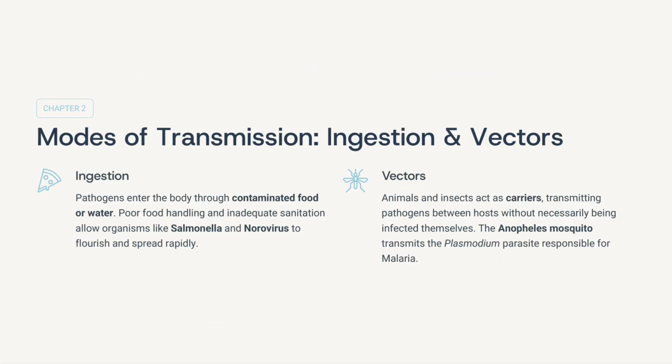Some infections enter through ingestion, typically via contaminated food or water, while vectors like mosquitoes carry pathogens between hosts without being sick themselves. The slide stresses food safety and sanitation to prevent organisms such as salmonella, and vector control measures to reduce diseases like malaria.